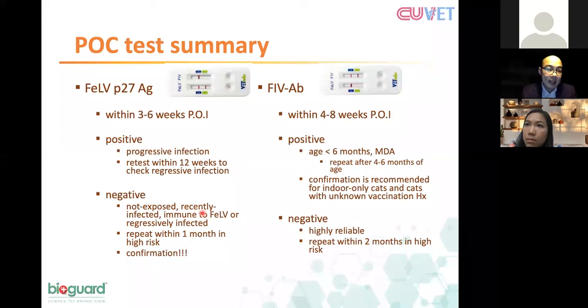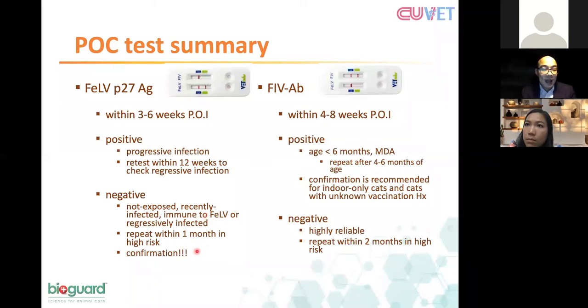However, if the test against P27 antigen becomes negative, you can interpret that into several different results. It could say that the cat is not exposed to the virus, or it was just recently infected and you tested the cat too early after infection, or the cat is already immune to FeLV, or the cat is regressively infected with FeLV, and you cannot detect antigen in the blood of regressively FeLV infected cats.